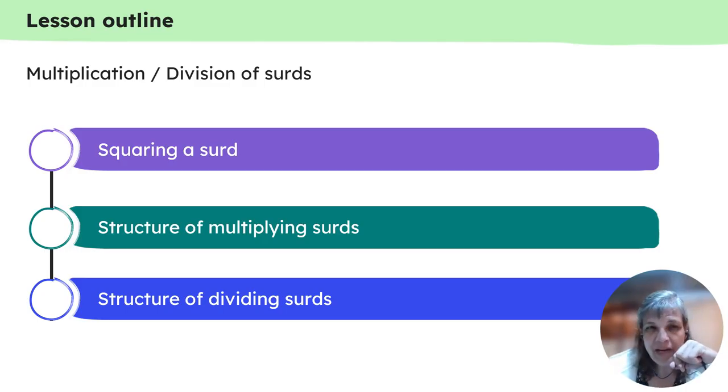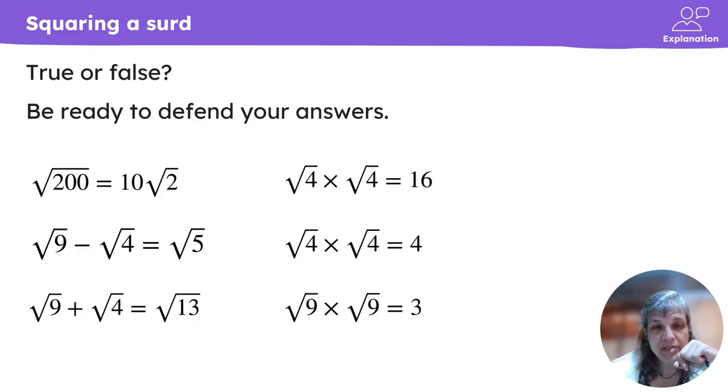So we're going to carry on now in this lesson and talk about multiplication and division of surds. And we need to cover what squaring a surd does, how we multiply, how we divide, and what rules stay the same as we do this multiplication and division. First thing that we need to keep straight is, when you square a surd, what happens? Now, first of all, let's just try. There's 6 questions here, and you need to decide if they're true or false. Now be ready to defend your answers.